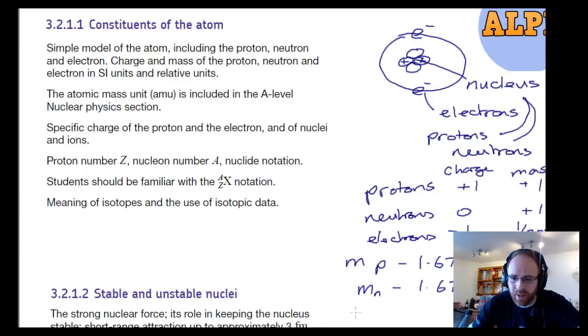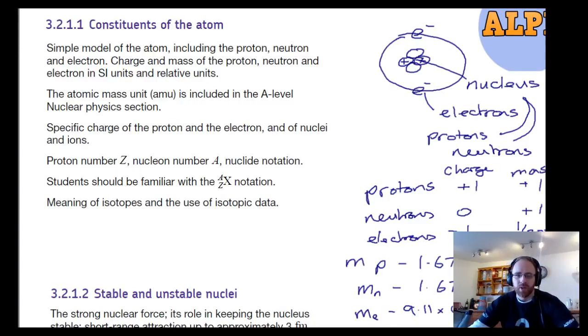The mass of our electrons is much smaller, is 9.11 times 10 to the power -31 kilograms. So electrons are really teeny tiny in terms of their mass compared to the other particles in the atom.